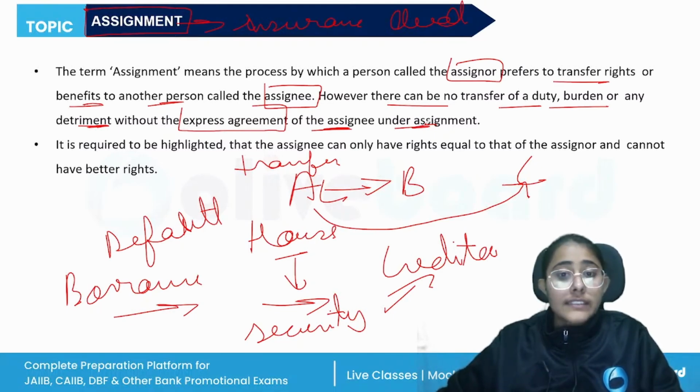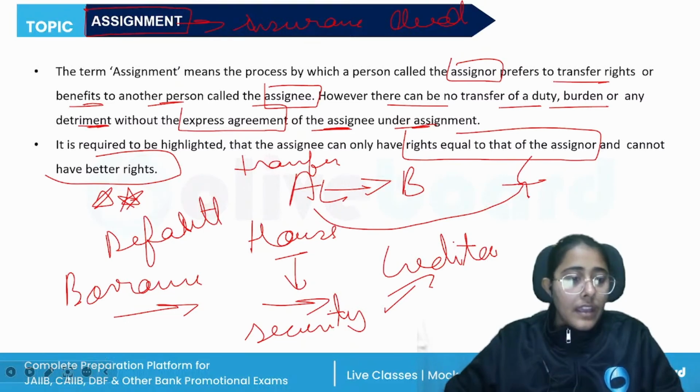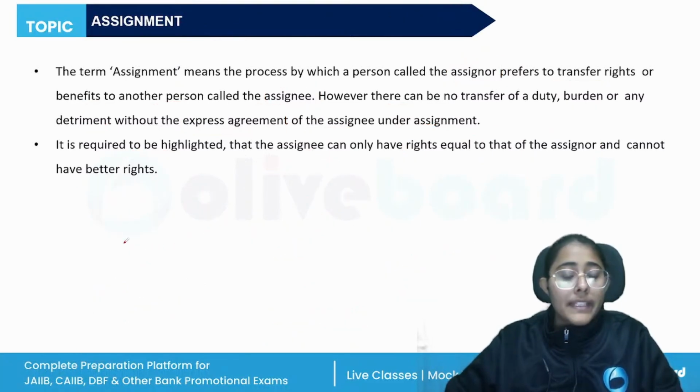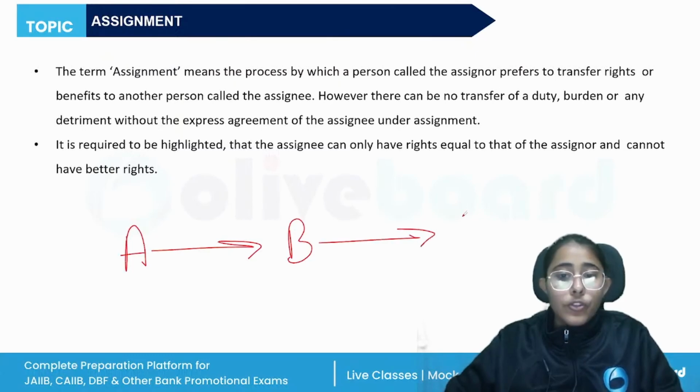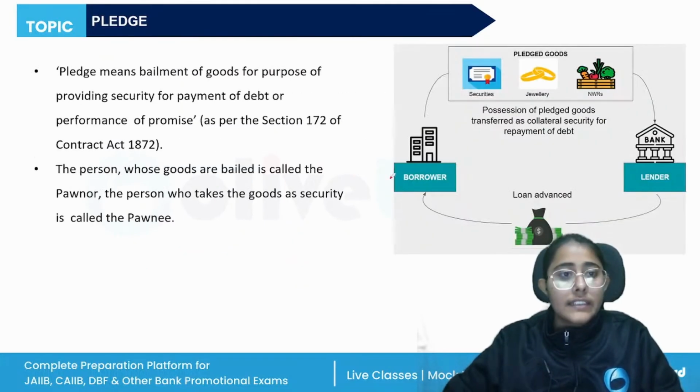And the assignee can have only rights equal to those of the assigner and cannot have better rights. This is another important point. Another example of assignment can be if, let's say, A owes a debt to B and B owes a debt to C. So B can say to A, you make payment directly to C. So that is also a type of transfer of rights.